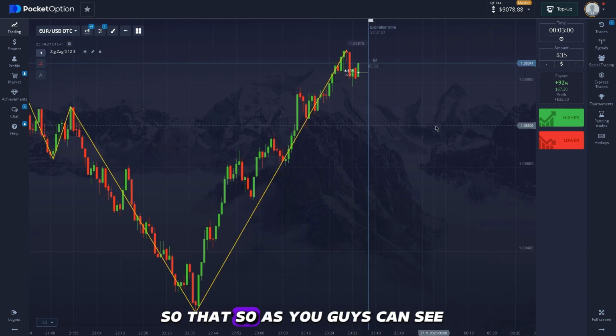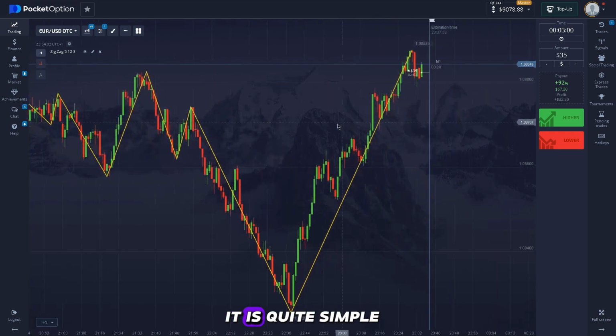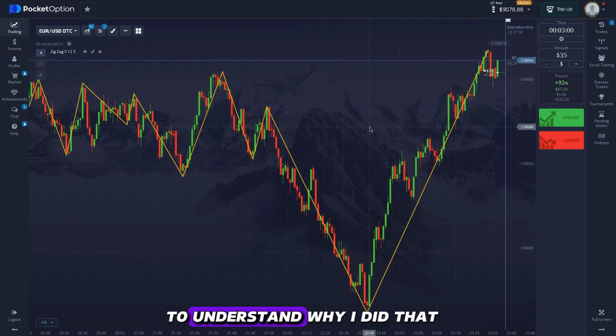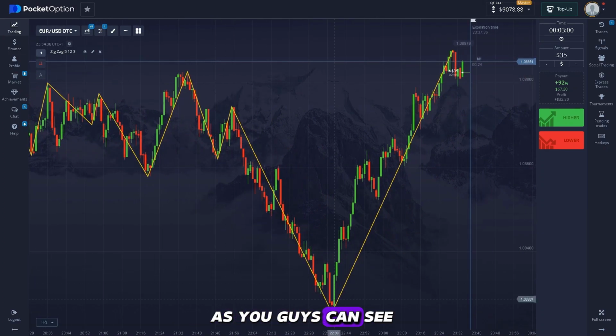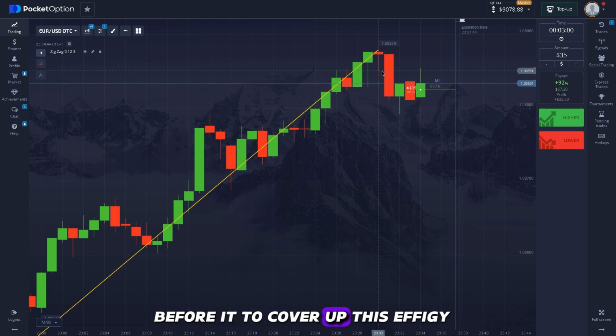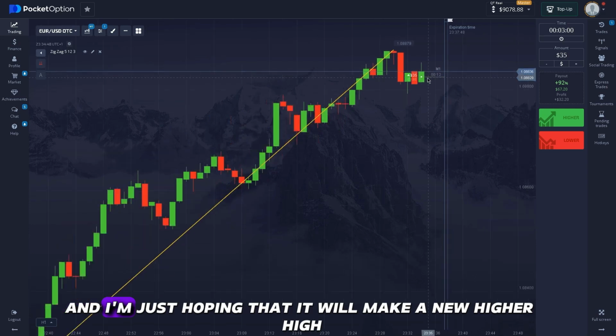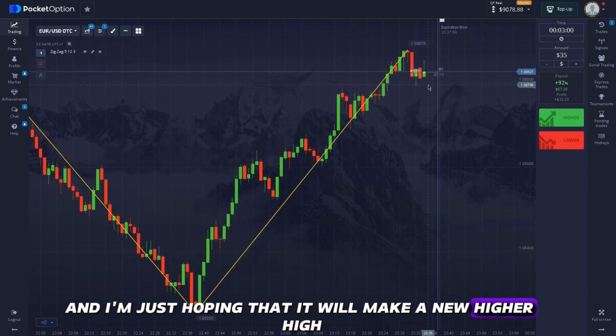So as you guys can see, I've entered for a 3-minute up direction, and it is quite simple to understand why I did that, because you guys can see we are in an uptrend and we are making consistently higher highs. I'm just hoping for it to cover off this FVG, which it actually did in this candle, and I'm just hoping that it will make a new higher high.